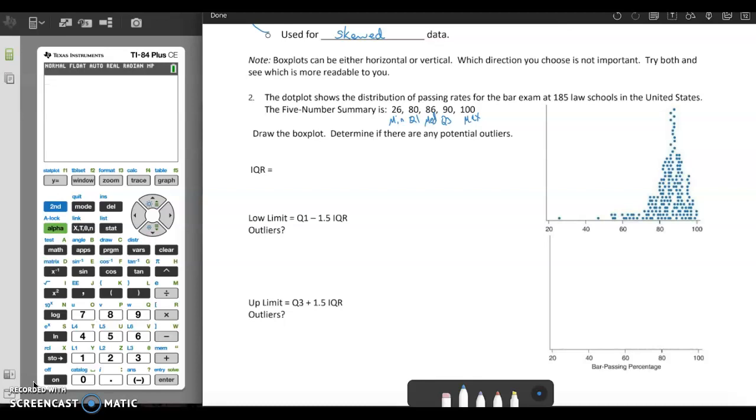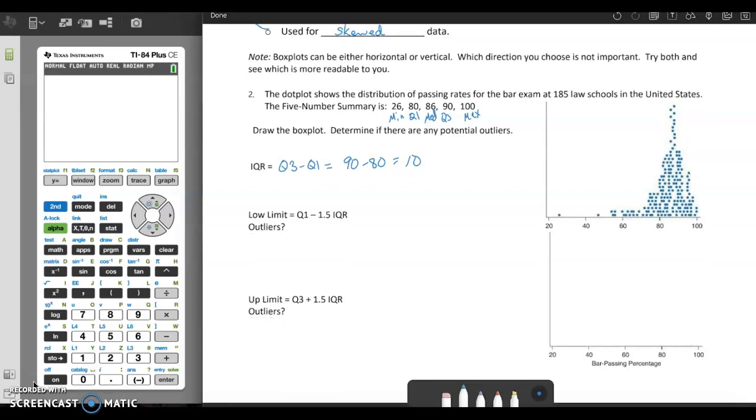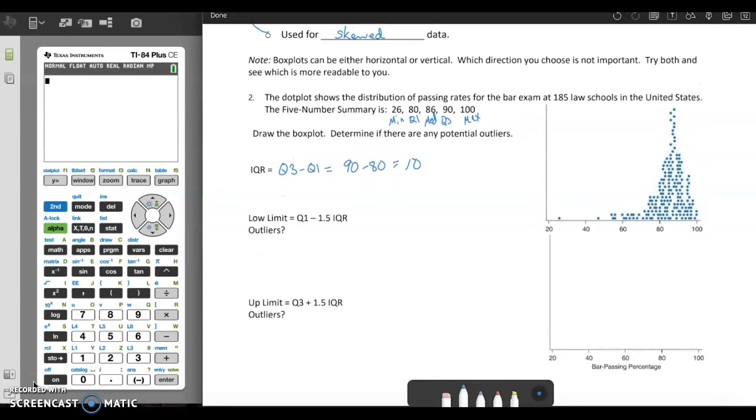To draw the box plot, I have to draw it extending from Q1 to Q3, so a helpful bit is to know what the IQR is. So again, the IQR is Q3 minus Q1. In this case, that's 90 minus 80, which is 10. So the IQR is 10. Why I need that is to figure out if there are any potential outliers.